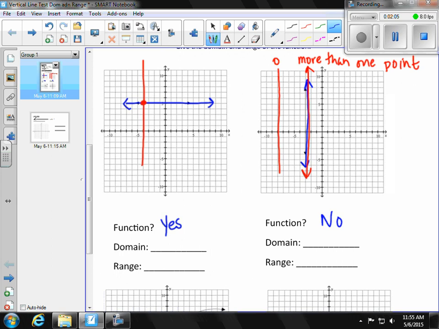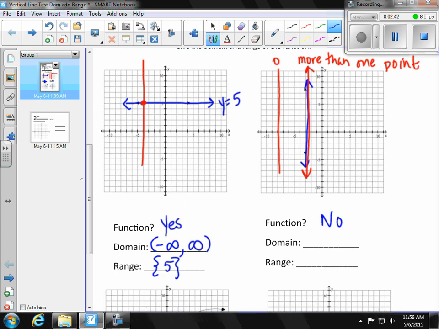We can still talk about domain and range. For my function, remember, domain goes left to right, and my horizontal line goes all the way to the left. It goes all the way out towards negative infinity, and all the way to the right towards positive infinity. My range, now the range for this one, there's only one y value that's used here. Every single point has a y value of 5. So I'm going to go back to my set brackets here and say the only number in my range is 5.